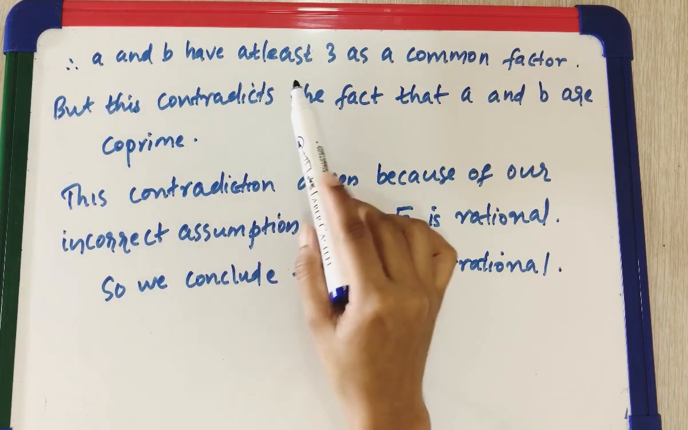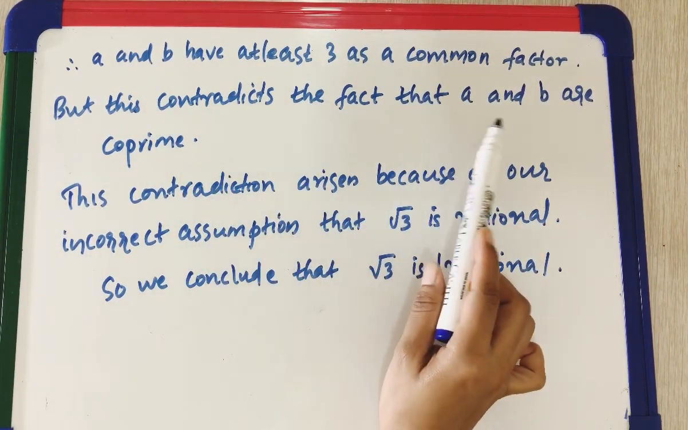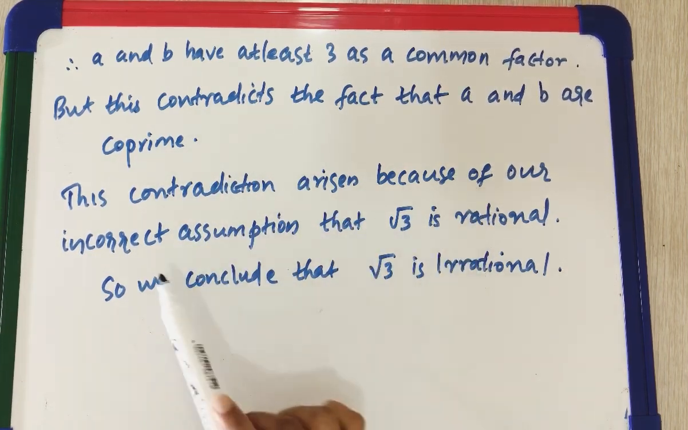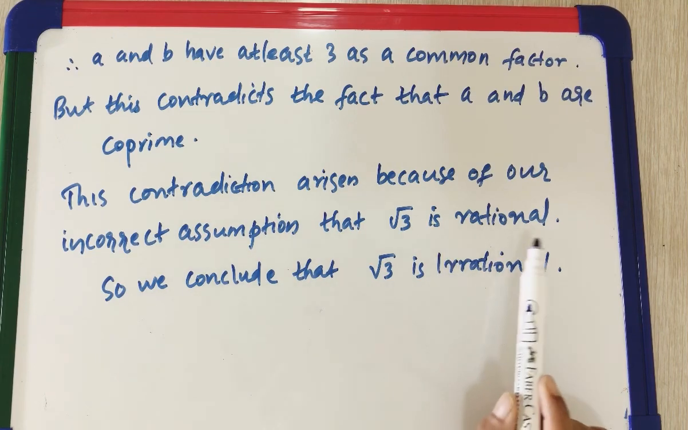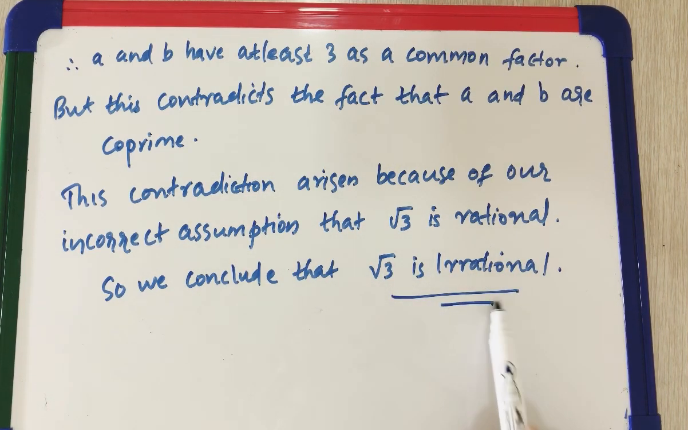Therefore, a and b have at least 3 as a common factor. But this contradicts the fact that a and b are co-prime. This contradiction arises because of our incorrect assumption that root 3 is rational. So we conclude that root 3 is irrational.